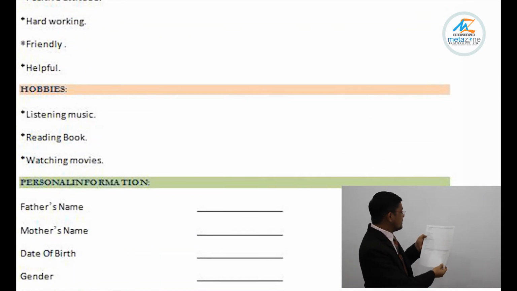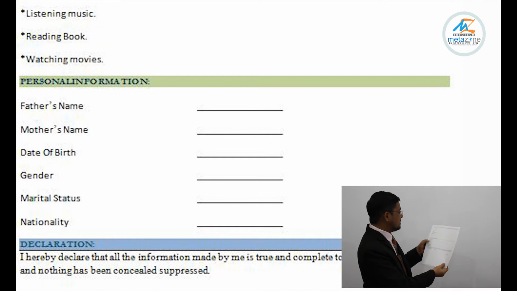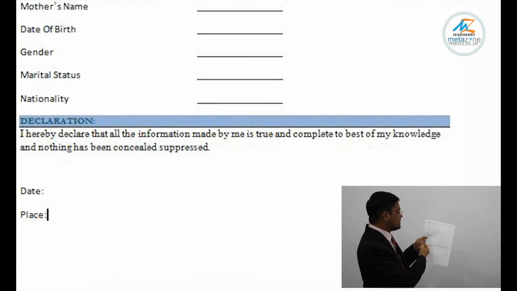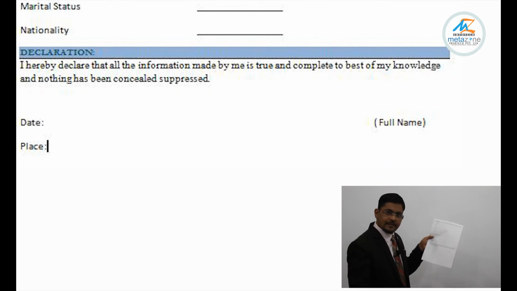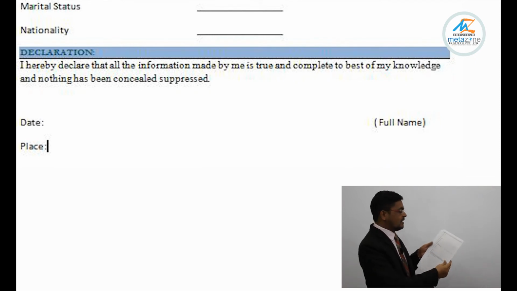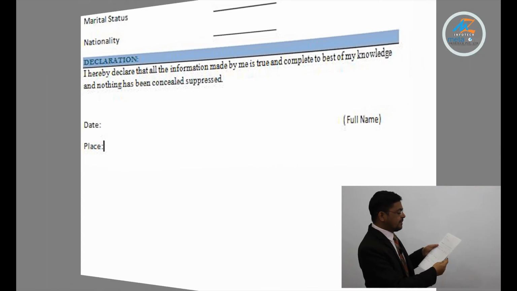Hobbies you mention: listening to music, reading books, watching movies, and personal information: father's name, mother's name, date of birth, gender, marital status, nationality. After that some students mention a declaration: I hereby declare that all information made by me is true and complete, all these kinds of statements you write over there, and date, place, and your full name. This is the general way how people build their resume, how people make their resume.